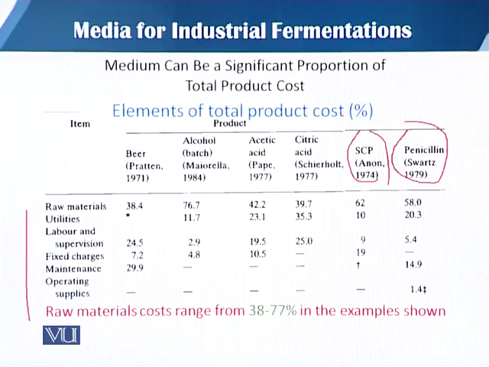As reported by different workers, as concerned the beer, reported by Paraton 1971, the role of raw material is 38.4%. As concerned the alcohol, the role of raw material is 76.7%. In acetic acid, reported by Pape 1977, it is 42.2%. In case of citric acid, you can see it's 39.7%. So overall, by this slide, you can see the role of the raw material and the substrate varies from 38% to 77%, depending upon the nature of the product. Ultimately, we can say it depends upon the process and the product.